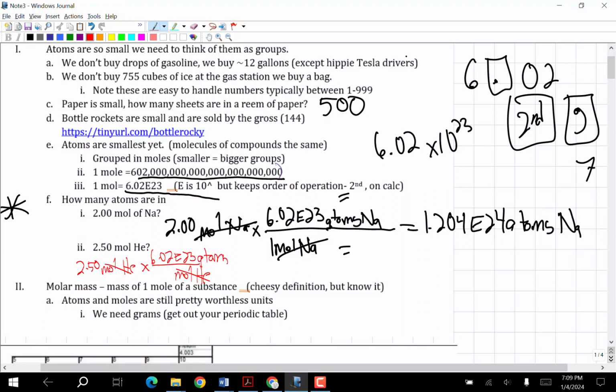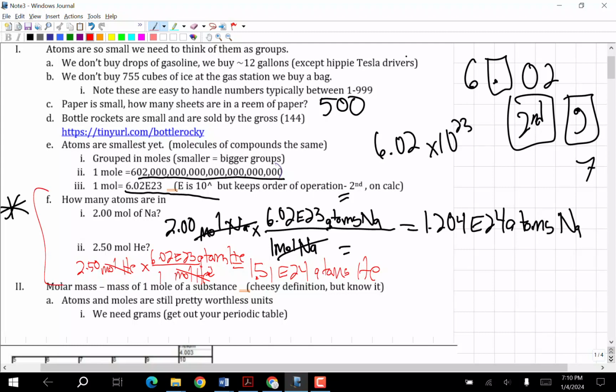So notice it doesn't matter what it is. The number of atoms, as long as it's on the periodic table, is going to be 6.02 E23 for 1 mole. Kind of like for a dozen, it's 12, whether it's a dozen donuts or a dozen eggs or whatever it is. So calculator time, 6.02, second, comma, 23 times 2.5. 1.51 E24 atoms of helium.